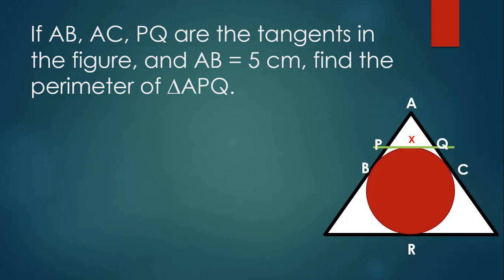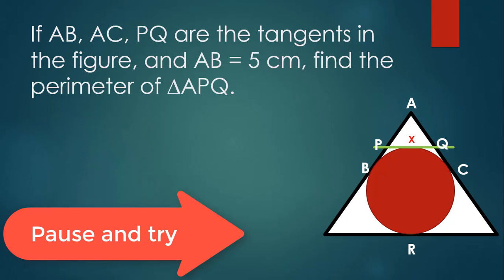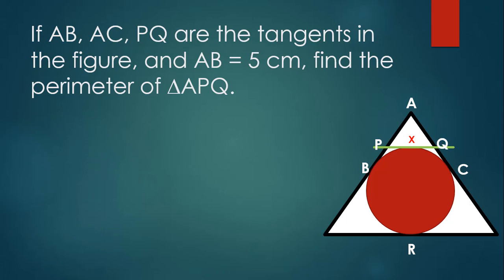This is an additional problem in which you have to decide which theorem you are going to use from the theorems that we have just done in this video so far. So I would like you to pause the video and try to solve this question by yourself. I hope you have already tried, so let's get started. We are given AB, AC, PQ tangents in the figure and AB is equal to 5 centimeters. We have to find the perimeter of triangle APQ.